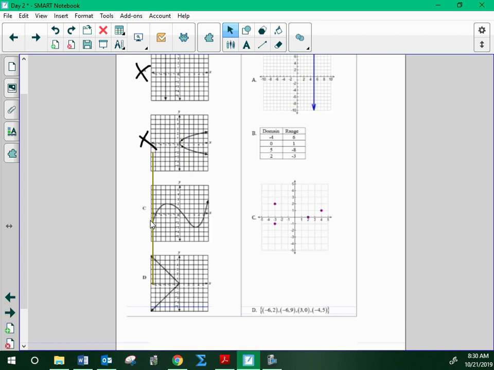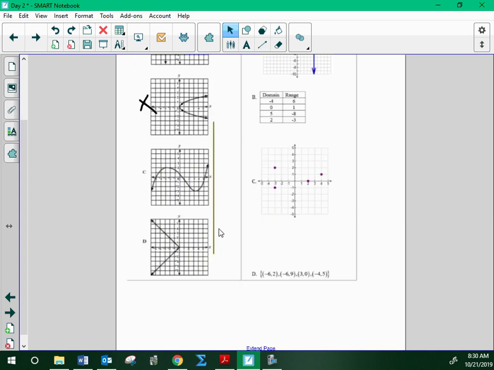All right, for C, as I move along, it's only hitting the graph once, kind of like riding the roller coaster there. So it looks to be okay, but let's just go and check D. The moment I put it on, we have an issue. It's hitting the graph in two different spots.